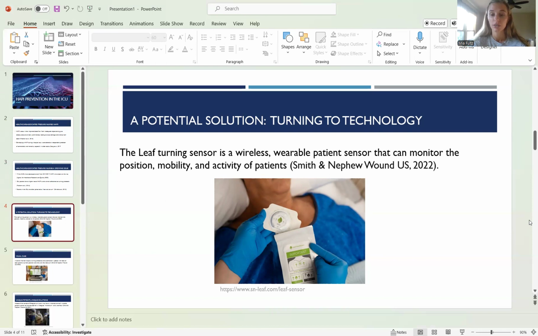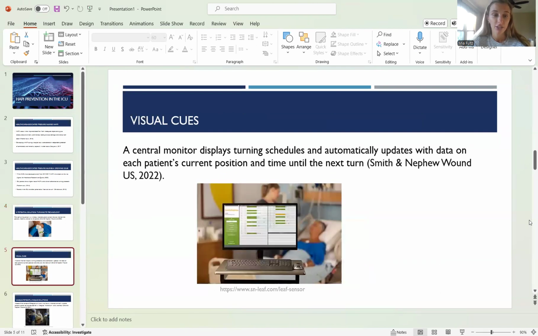The average patient stays in the ICU for 5 days, so it'll be good for the whole stay. It can be used if a patient is prone, or if a patient is mobile enough that they can get up and sit in their chair or walk around. It'll monitor all those things, so it's a good indicator of where your patient's at mobility-wise. And it's a very innovative technology. It uses a lot of visual cues, which is super helpful in the ICU, which is definitely a teamwork environment. There's a centralized monitor and it displays the patient's turning schedules.